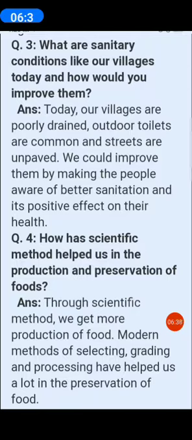Question number 4 is, how has scientific method helped us in the production and preservation of foods? Through scientific method, we get more production of food. Modern methods of selecting, grading, and processing have helped us a lot in the preservation of food.